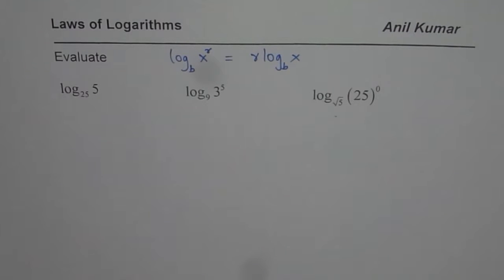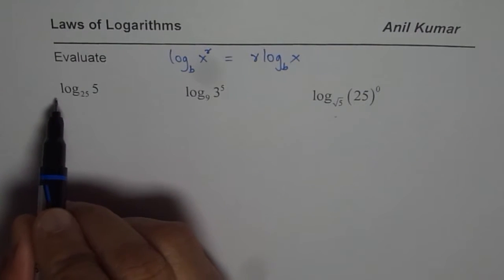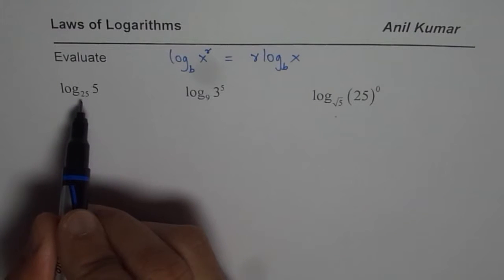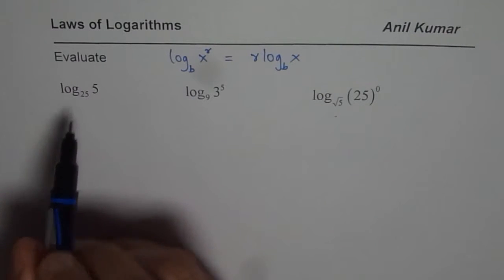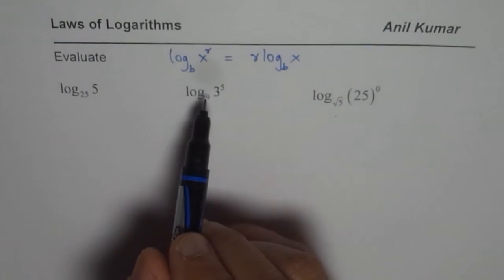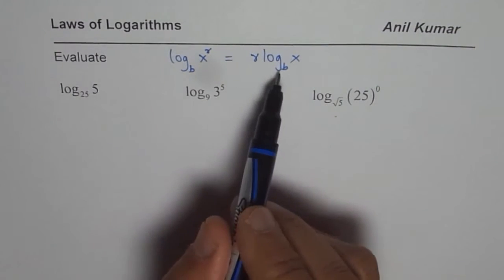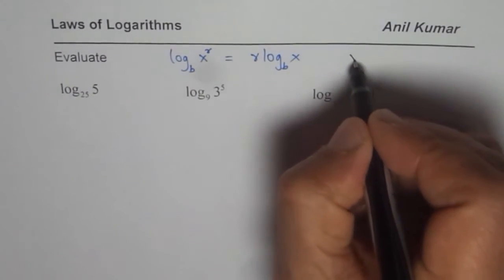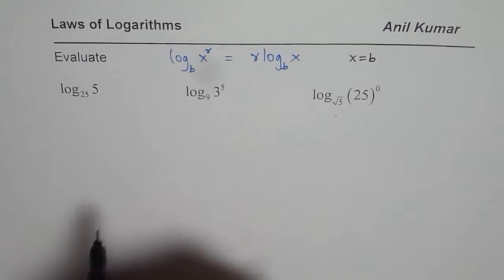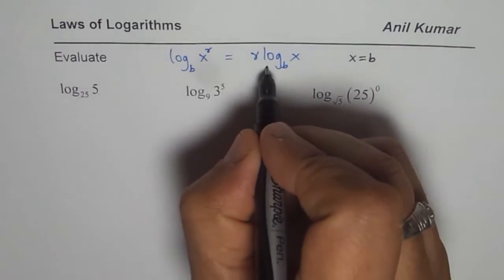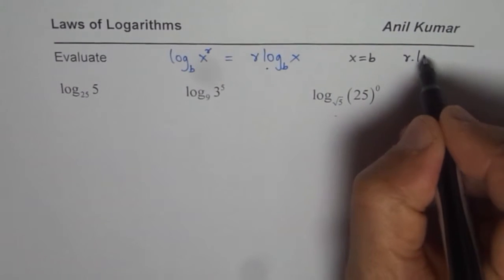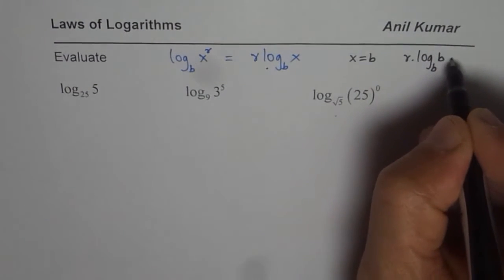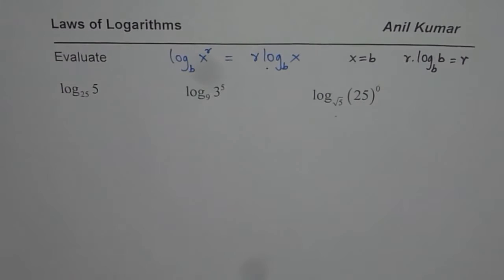You can also pause the video, solve, and then look into my suggestion. So let's begin with the very first one, which is log to the base 25 of 5. To apply this rule, there's one interesting thing here. If I substitute x equals b, what do I get? Then I could write this expression as r times log b of b, which is indeed r.